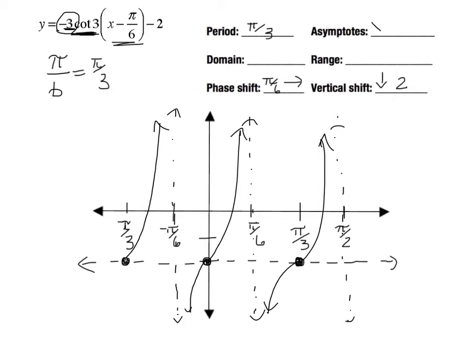Now I can put my asymptotes in. It's x equals, and the first asymptote is pi over 6 plus multiples of the period, because remember, between asymptotes, that's a whole period. That is the period, p. So it's plus multiples of the period. The period's pi over 3, so it'd be pi over 3k. The domain would be x cannot equal pi over 6 plus pi over 3k. And then the range will just be all real numbers. And there is your cotangent graph.